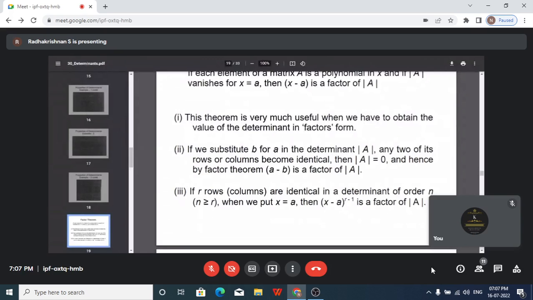இப்போ நம்ம இந்த மாதிரி சப்ஸ்டிட்யூட் பண்ணும்போது instead of two rows or columns becoming identical, we are able to make 3 rows or columns identical. Then x minus a square is a factor, because 3 rows are becoming equal. Then 3 minus 1, that is 2. So a minus b the whole square, that is the factor. So if r rows are identical in a determinant, when we put x equal to a, then x minus a to the power of r minus 1 is a factor of that determinant.